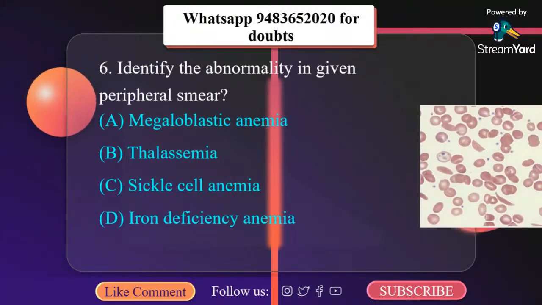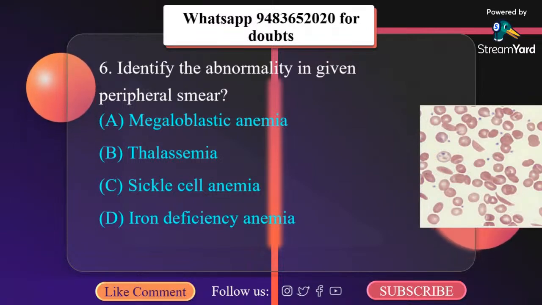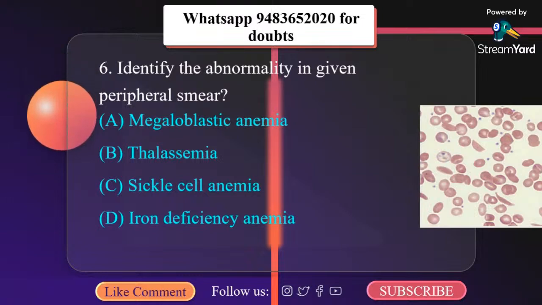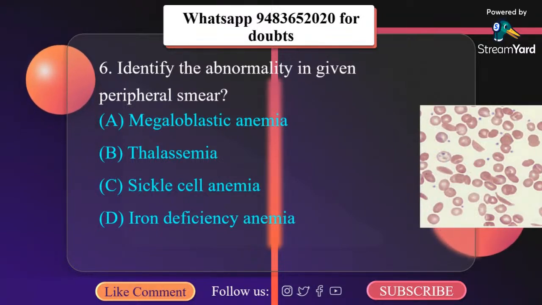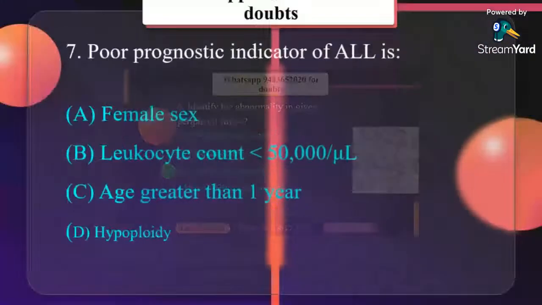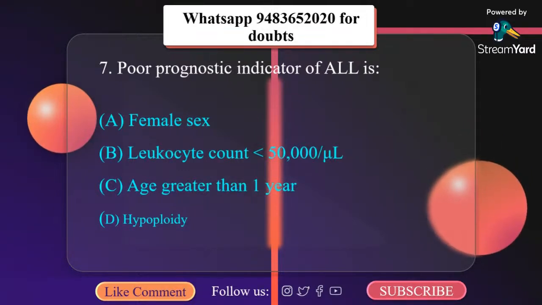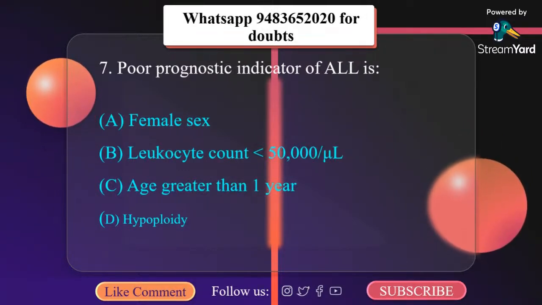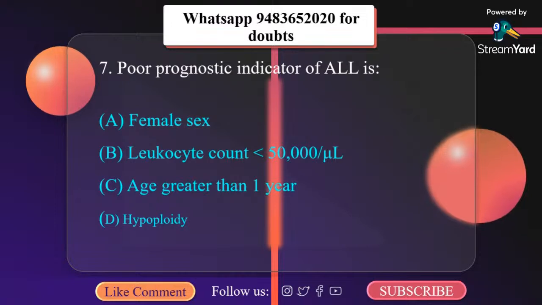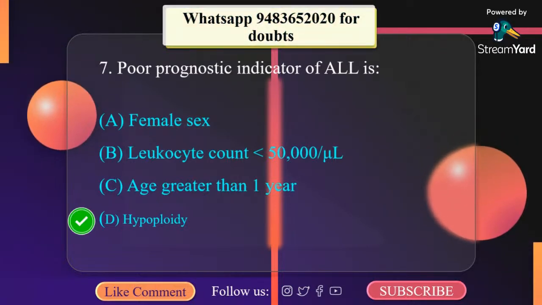And for the abnormality in peripheral smear, look at it very carefully. The peripheral smear shows sickle cells. So let us look at the options: A. Megaloblastic anemia, B. Thalassemia, C. Sickle cell anemia, D. Iron deficiency anemia. Sickle shaped RBCs are seen in peripheral smear suggestive of sickle cell anemia. Poor prognostic factor indicator of ALL is A. Female sex, B. Leukocyte count less than 50,000 per microliter, C. Age greater than 1 year, D. Hypodiploidy.